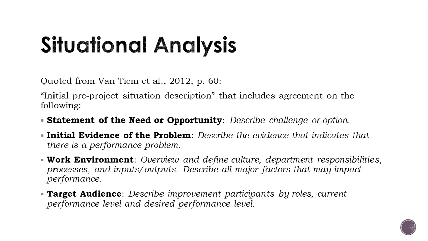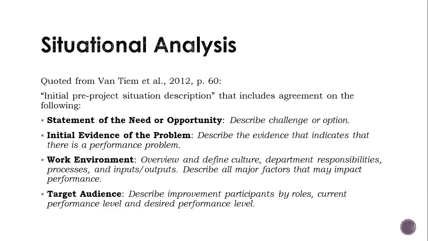Now we're going to take a look at the different parts of a situational analysis. And first of all, the definition. That's on page 60 of the textbook. Situational analysis: initial pre-project situation description that includes agreement on the following. First of all, statement of the need or opportunity. In this section, you're going to be describing the challenge or option. Initial evidence of the problem. You're going to describe the evidence that indicates that there is a performance problem. You also will be taking a look at the work environment, where you'll have an overview and define culture, department responsibilities, processes, and outputs. You'll also be describing all major factors that may impact the performance.